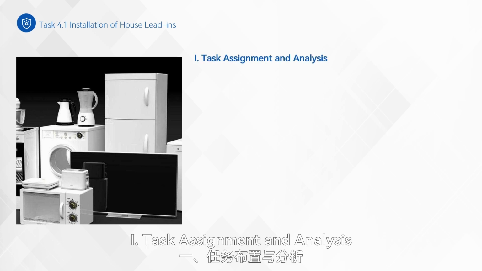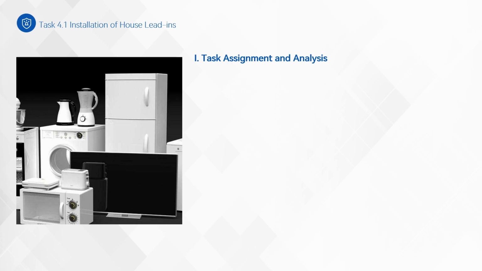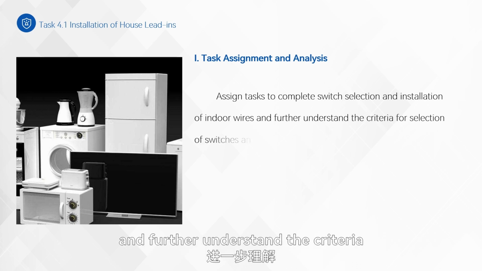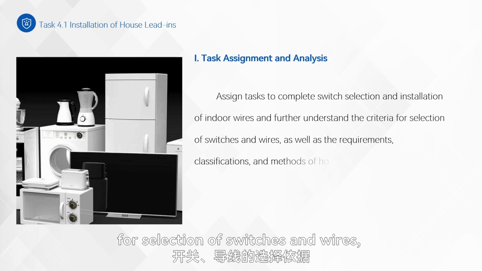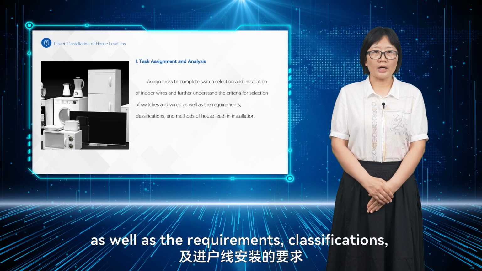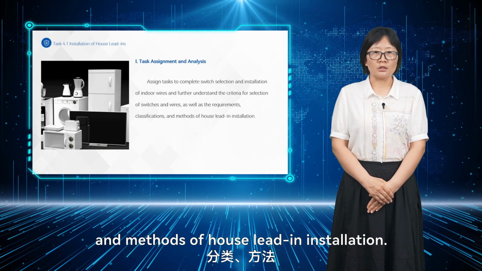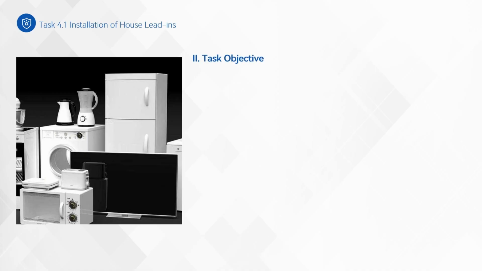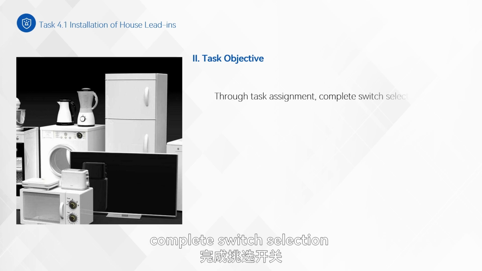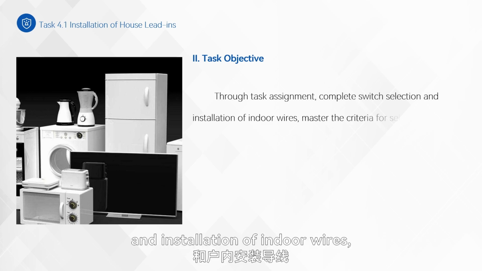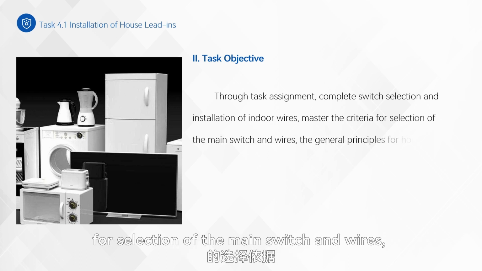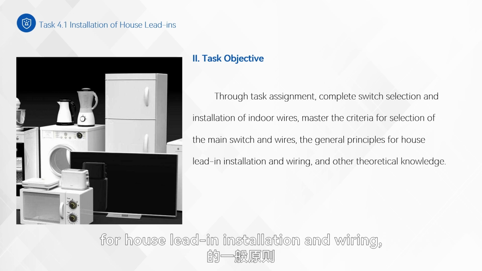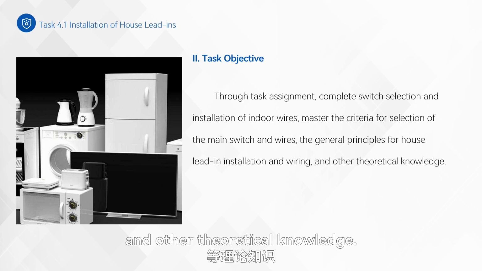1. Task assignment and analysis. Assign tasks to complete switch selection and installation of indoor wires and further understand the criteria for selection of switches and wires, as well as the requirements, classifications, and methods of house lead-in installation. 2. Task objective. Through task assignment, complete switch selection and installation of indoor wires, master the criteria for selection of the main switch and wires, the general principles for house lead-in installation and wiring, and other theoretical knowledge.